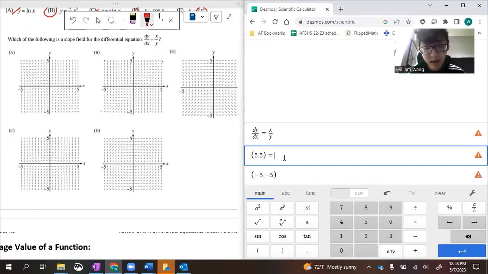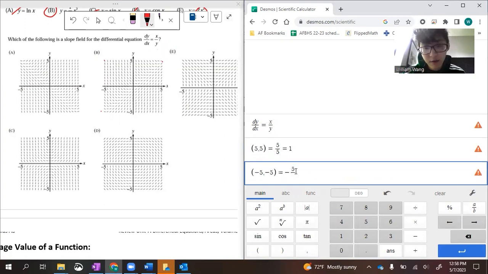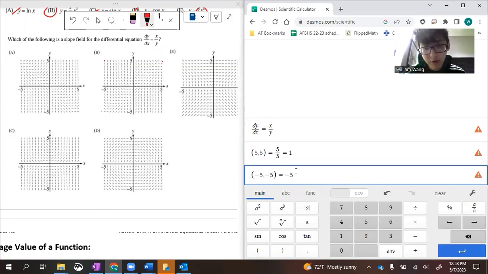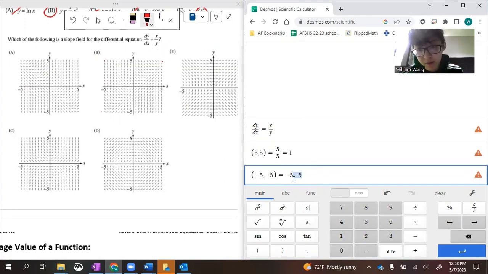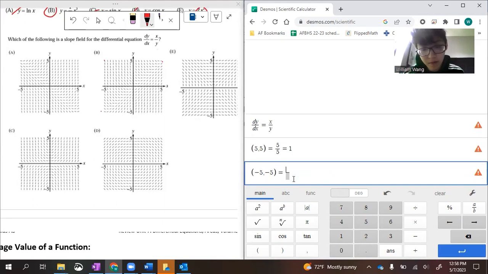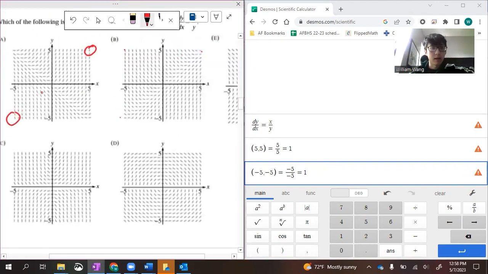All right, at 5, 5, I would expect my slope to be 5 divided by 5, which is equal to 1. And at -5, -5, I would expect my slope to also be 1, because -5 divided by -5 is also 1. All right, so which one of these, at 5, 5 and -5, -5, has a slope of 1? All right, let's zoom in.